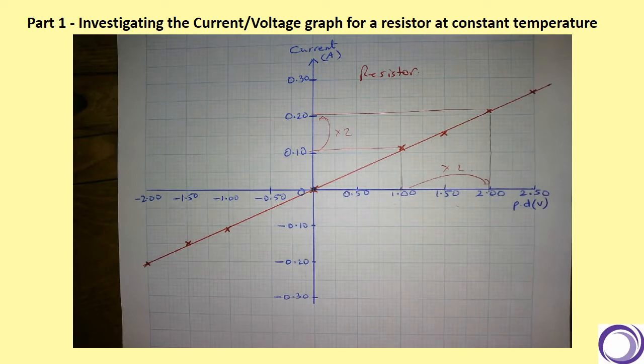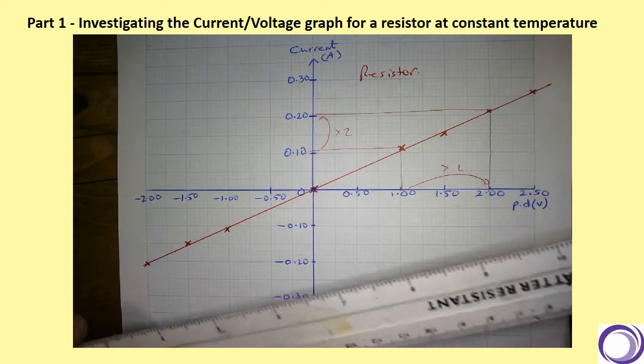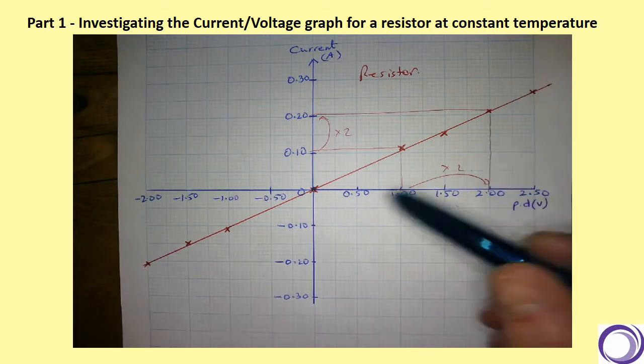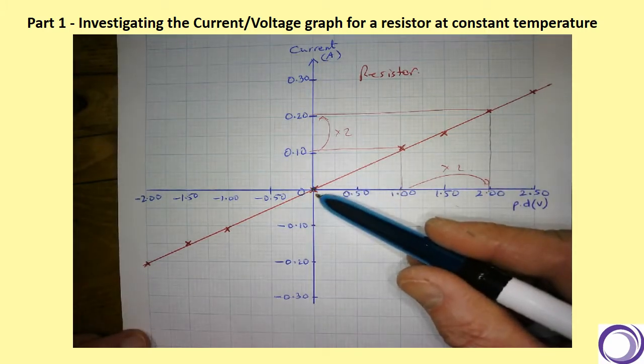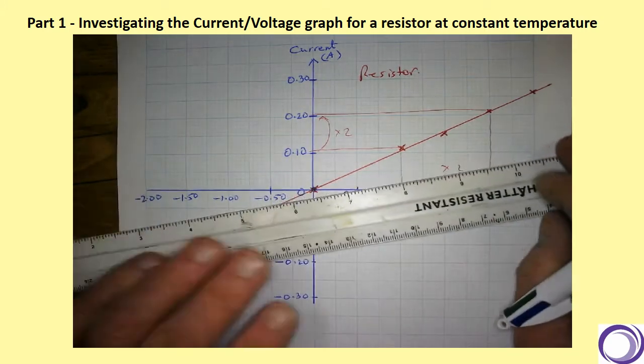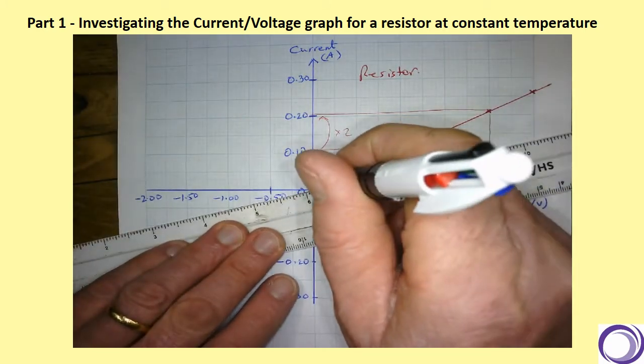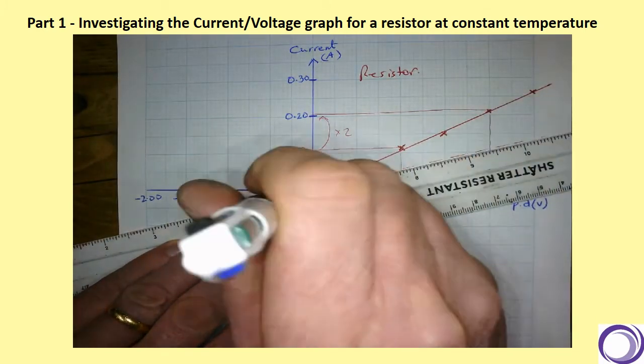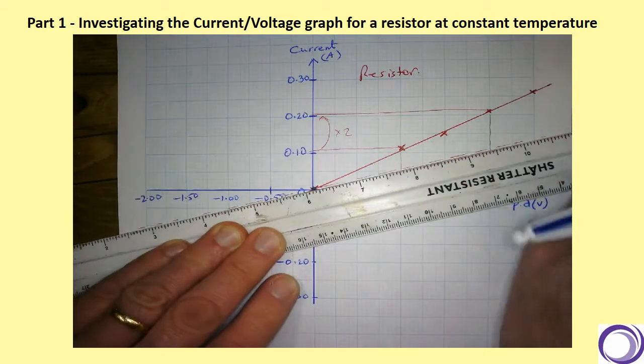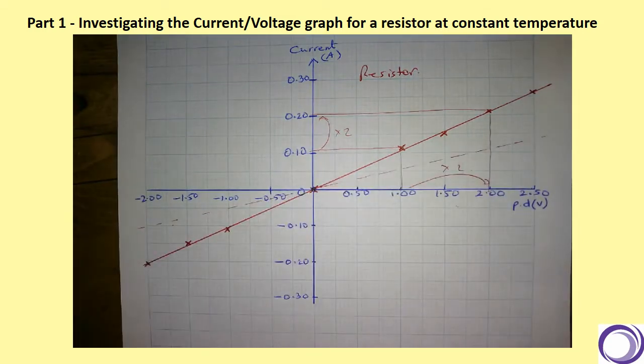If it was a different resistor, if I put a resistor on there that had a bigger resistance value, it would have a smaller current for the same potential difference, so I'd end up with a line potentially like that one for a different resistor. It'd still be a straight line, it would just be lower down.